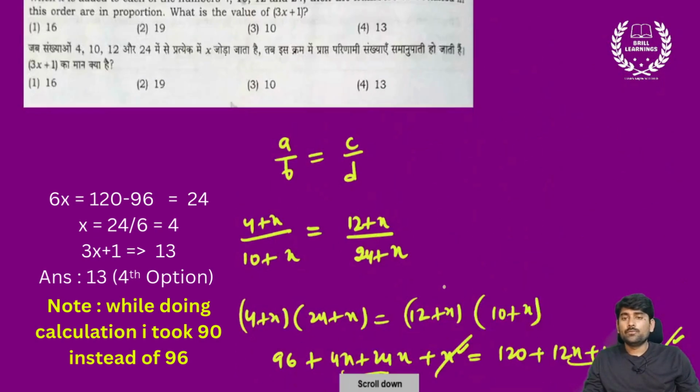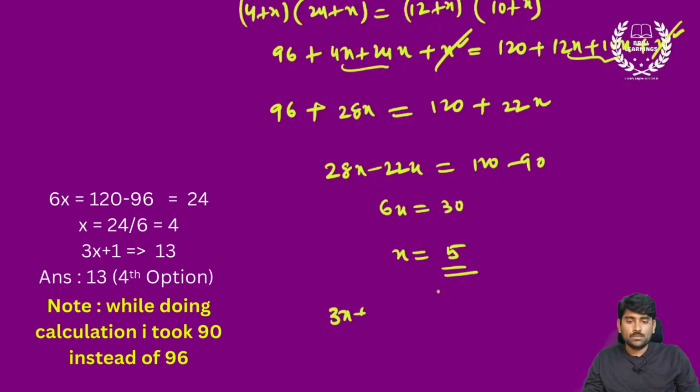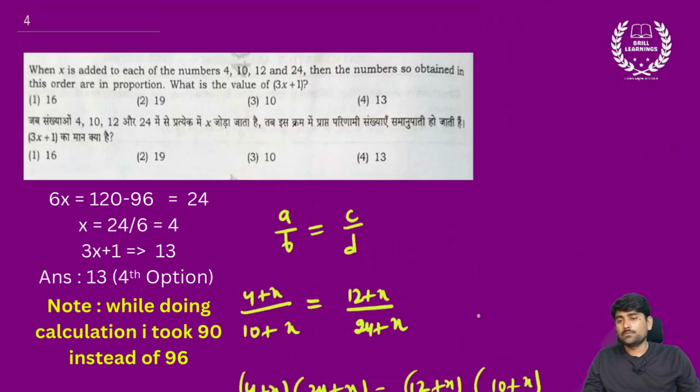So what we need to find is the 3x plus 1 value, which is equal to 16. So 16 is the right answer. First one is the correct answer here. Let's move on to the next question.